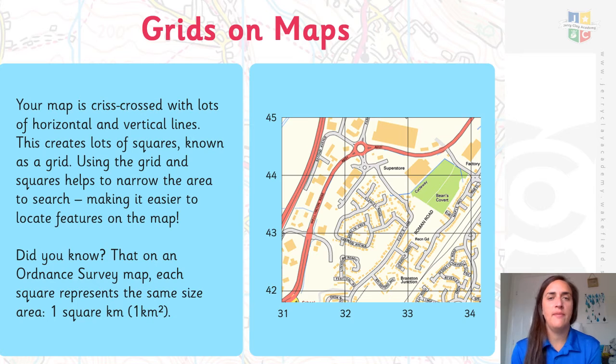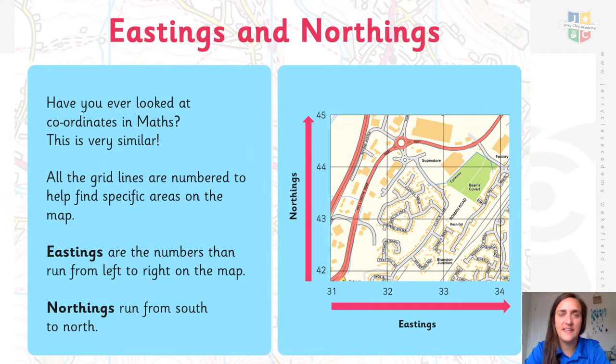So in a similar way, on every single map that you will come across, especially an Ordnance Survey map, the map will also be crisscrossed with lots of horizontal and vertical lines, which create squares, which are also known as grids. So these are really useful when it comes to describing exactly where a location is and finding features on a map. And you can see the one on the board here is very similar to the coordinates grid we were looking at, except that the numbers are a little bit larger. And this time they are called eastings and northings.